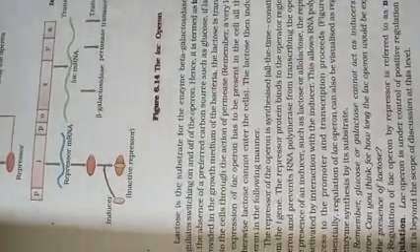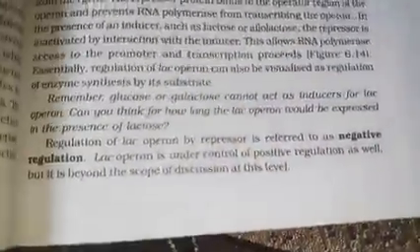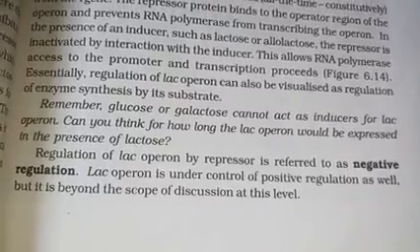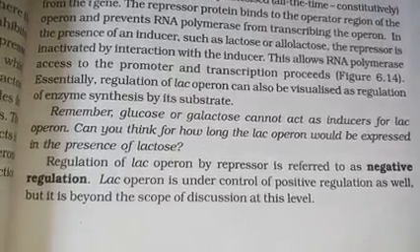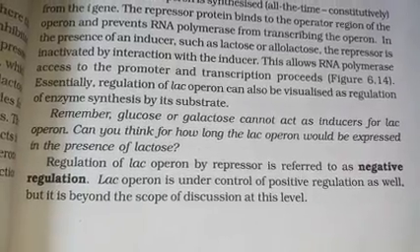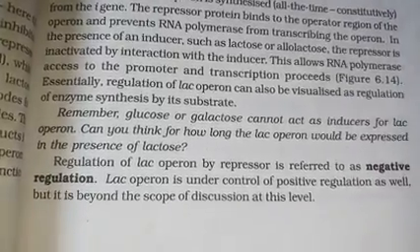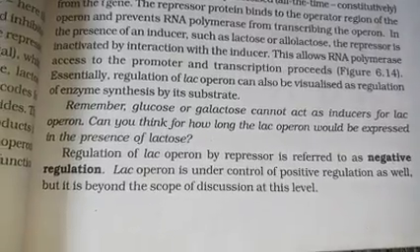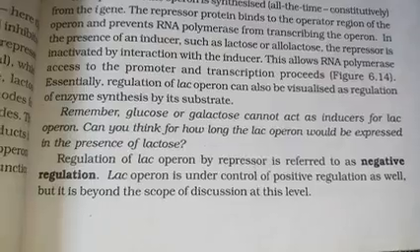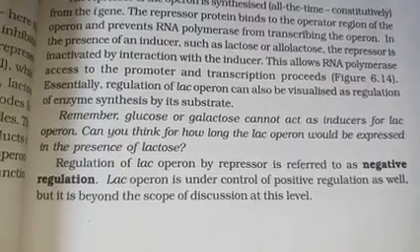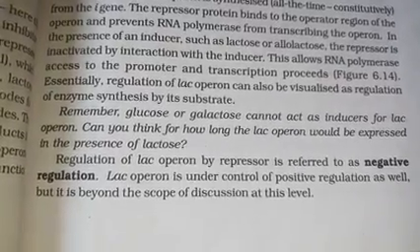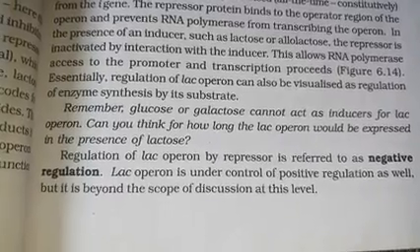In the last line, it is saying that the regulation of the lac operon is performed on the basis of negative regulation: in the absence of inducer the repressor is formed, and in the presence of inducer the repressor is not active. That's why we can say that the lac operon is a negative regulation. The regulation of the lac operon by the repressor is known as negative regulation.